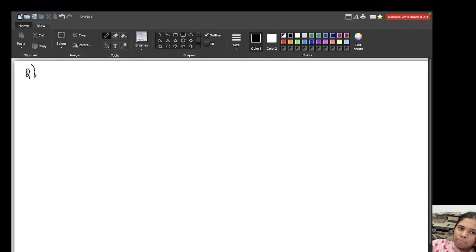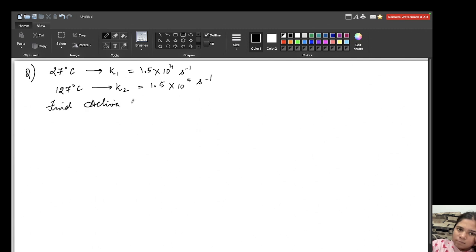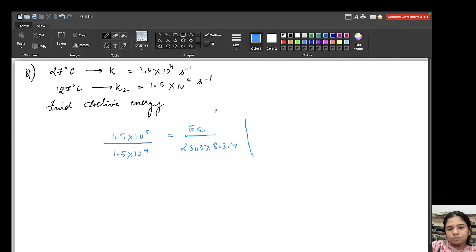The question is telling us that at 27 degrees Celsius, K1 is 1.5 into 10 to the power 4 second inverse, and at 127 degrees Celsius, K2 is 1.5 into 10 to the power 5. What do you need to find? Find the activation energy. So just substitute it in the previous formula. K2 by K1, 1.5 into 10 to the power 5 divided by 1.5 into 10 to the power 4, equals the activation energy we need to find upon 2.303 into R, 8.314, into (T2 minus T1) by T1 T2. So just convert it into Kelvin. You will get 400 minus 300 divided by 400 into 300. Just solve it and you will get the answer.